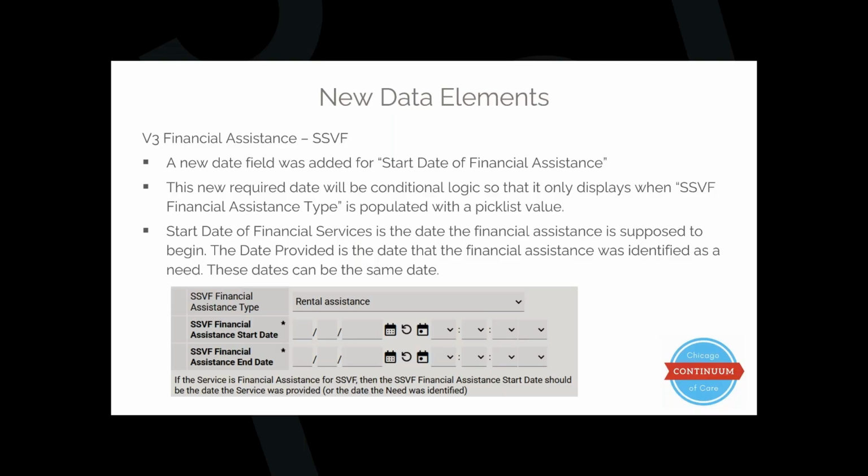So the start date of financial assistance or financial services is the date that financial assistance is supposed to begin. And the date provided is the date that the financial assistance was identified as a need. So these dates can be the same date. So what this means is that if a client is coming to your facility for services or for financial assistance and you identify the need, that would be technically the date provided. So the date that's going to be required for this field here is the date that the services or the financial assistance actually started. So again, they can be the same date, but if they're not, it's going to be the date where the financial assistance started.